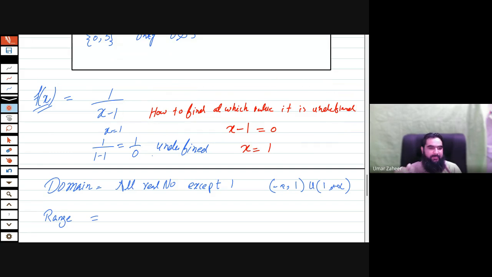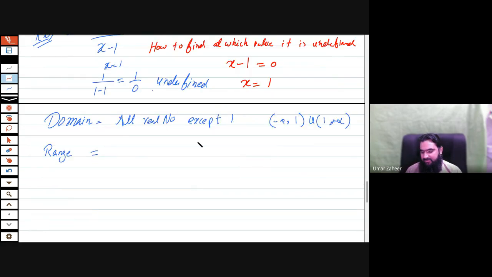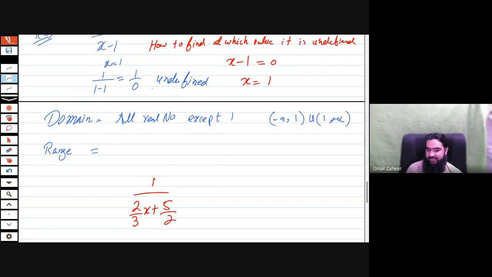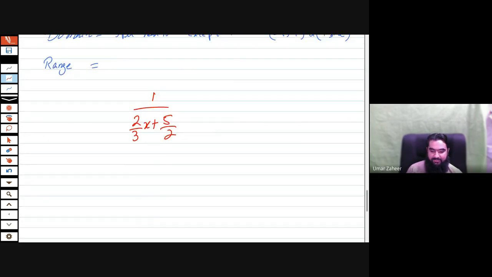I'm saying that, for example, if the examiner gives you 1 divided by 2 over 3x plus 5 over 2. This is the value. You want to check at which value it is undefined. How will you find it? It is an easier case, right? You can easily judge that at plus 1 it will become 0. But we are not sure how we can find it. For that purpose, you will take the denominator equal to 0.